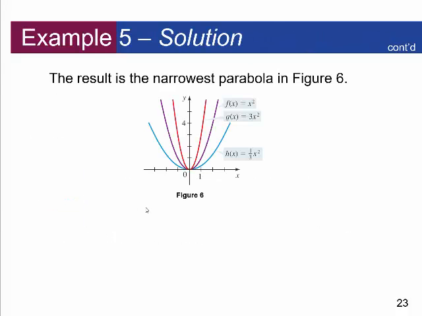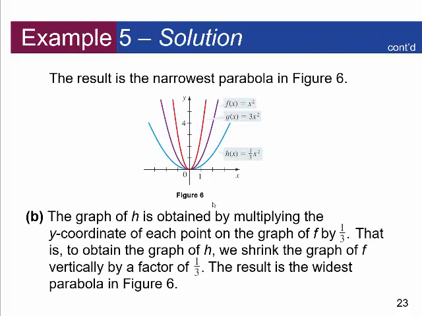It's the same thing with the other one. For b here, you're going to notice that in blue is b. The graph of h is obtained by multiplying the y-coordinate of each point on the graph of f by 1/3. That is, to obtain the graph of h, we shrink the graph of f vertically by a factor of 1/3.